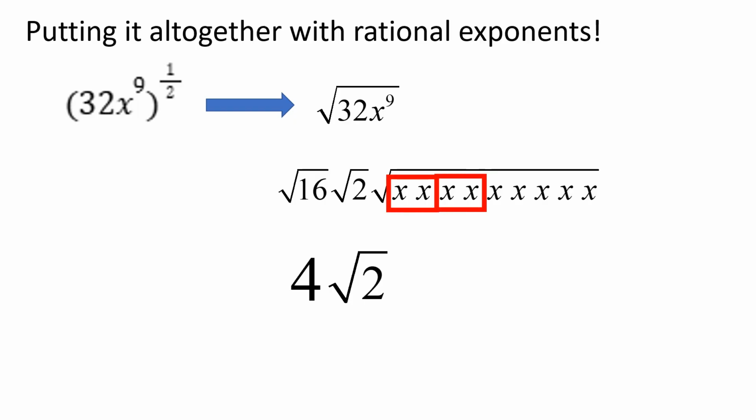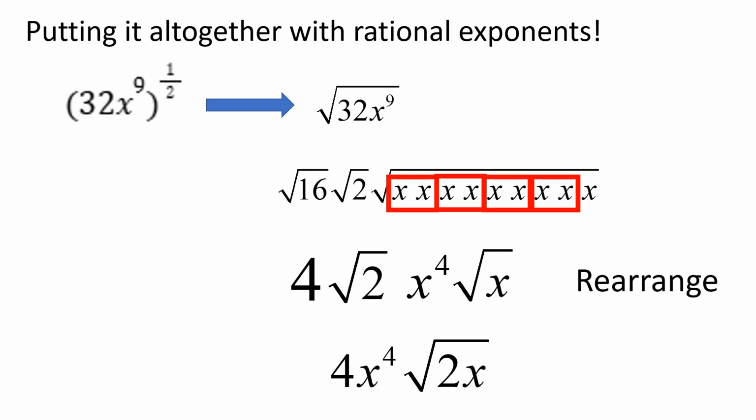And I have 1, 2, 3, 4 groups of 2, so I can take out an x to the 4th, but I have 1 x that has to stay underneath the radical. So I have x to the 4th times the square root of x. Now I want to rearrange these, putting the radicals together and bringing them furthest to the right. So I have 4x to the 4th, and then underneath the radical I have 2x.